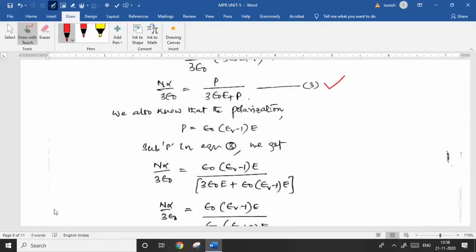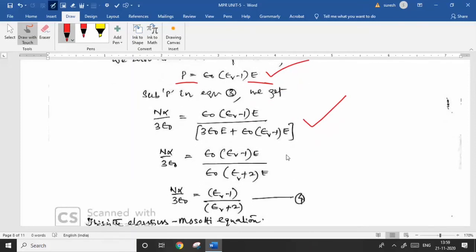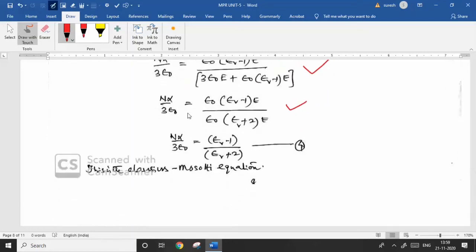And we know the relationship between intensity of electric field and dielectric polarization P: I can write it as P is equal to epsilon naught into epsilon r minus 1 into E. So bring this and substitute in equation 3. I will get N alpha by 3 epsilon naught is equal to epsilon naught into epsilon r minus 1 into E by 3 epsilon naught E plus epsilon naught into epsilon r minus 1 into capital E. After simplifying this, we will get N alpha by 3 epsilon naught is equal to epsilon naught into epsilon r minus 1 into capital E by epsilon naught into epsilon r plus 2 into capital E. Again, in the numerator and denominator, I am going to cancel epsilon naught and epsilon naught. I will get N alpha by 3 epsilon naught is equal to epsilon r minus 1 by epsilon r plus 2. I am going to cancel this E also.